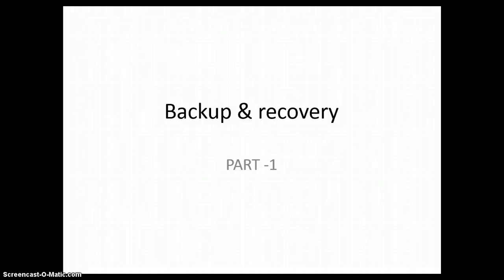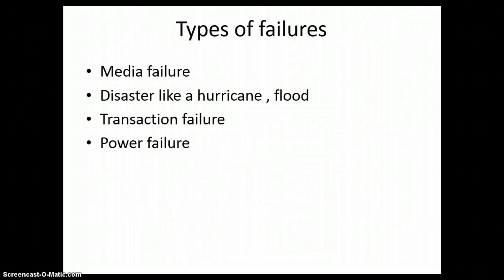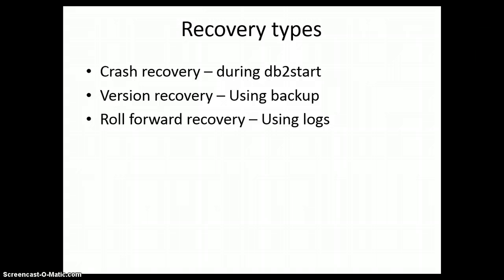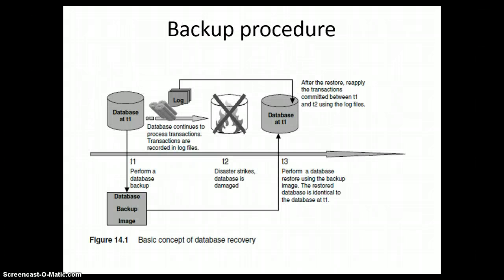Hi, welcome back. In the previous session, we discussed the types of failures that can happen and the types of recovery: crash recovery, version recovery, and roll forward recovery. Now, let's discuss how the backup procedure works and what happens when a disaster happens.